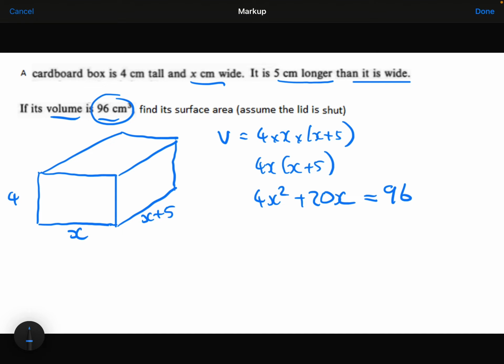Right, this is a quadratic equation, so I'm going to subtract the 96 from both sides to make this a bit easier to solve. And I'm going to do another step. I'm actually going to divide each term here by 4, just to make the numbers a bit easier for me to deal with, so that I can factorise. So I've just done the 4x squared divided by 4, the 20x divided by 4, and the minus 96 divided by 4.